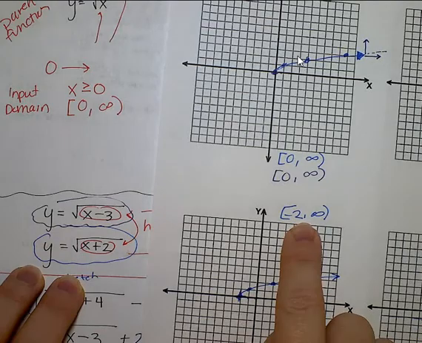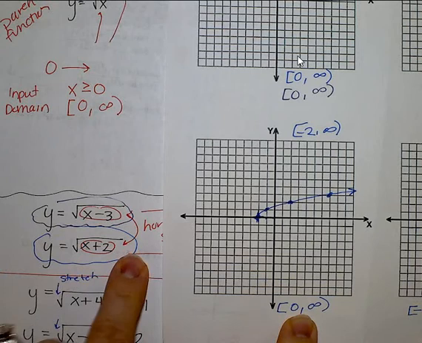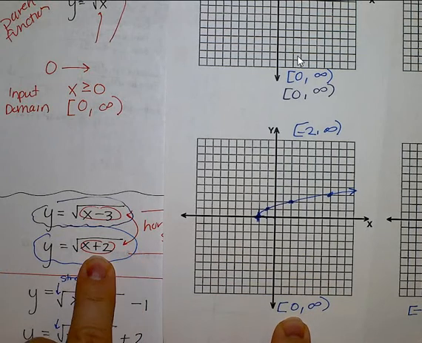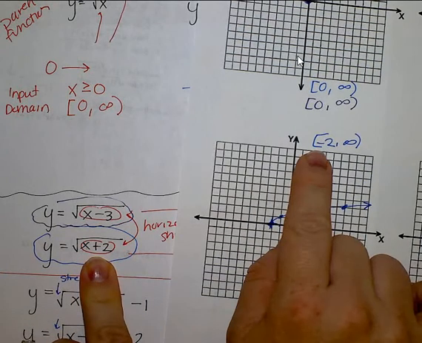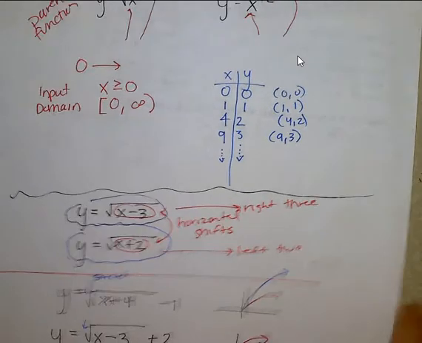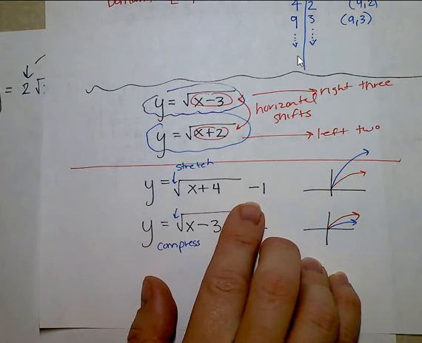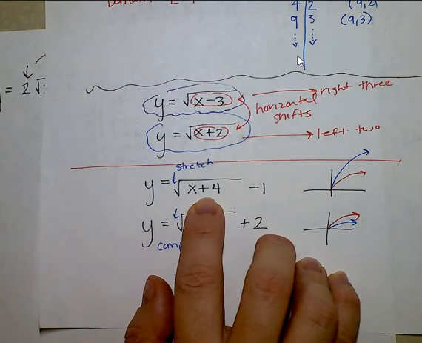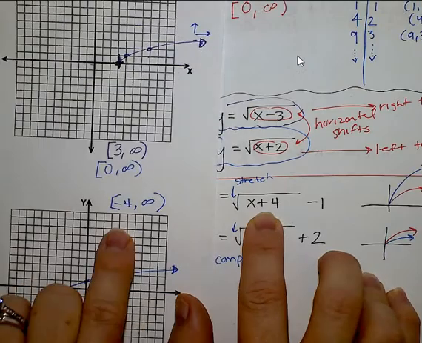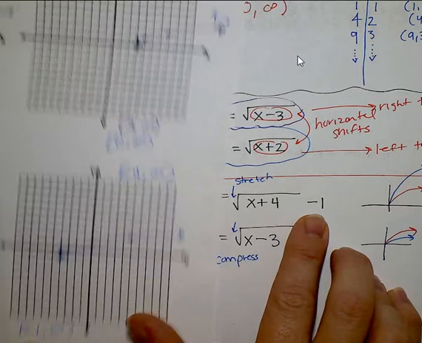This is your domain. This is your range. Again, there's no vertical shift. Starts with a 0. Here's your horizontal shift. Remember, it's the opposite number. Then we introduced vertical shifts. So in this problem, your domain starts at -4. Your range starts at -1.